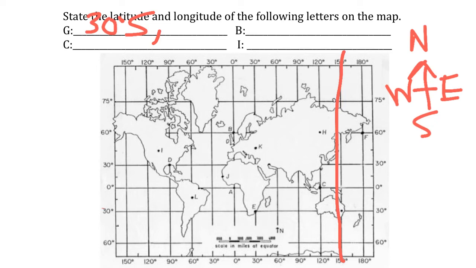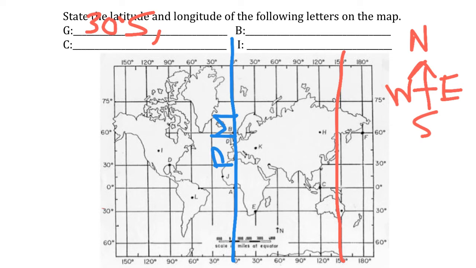Where's the prime meridian on this map? Remember, it's the reference point, so it is going to be at 0. So here's a 0, and at the bottom there's a 0. So I know that this is my prime meridian. I'm going to label that on my map. You should too. That is PM for prime meridian.